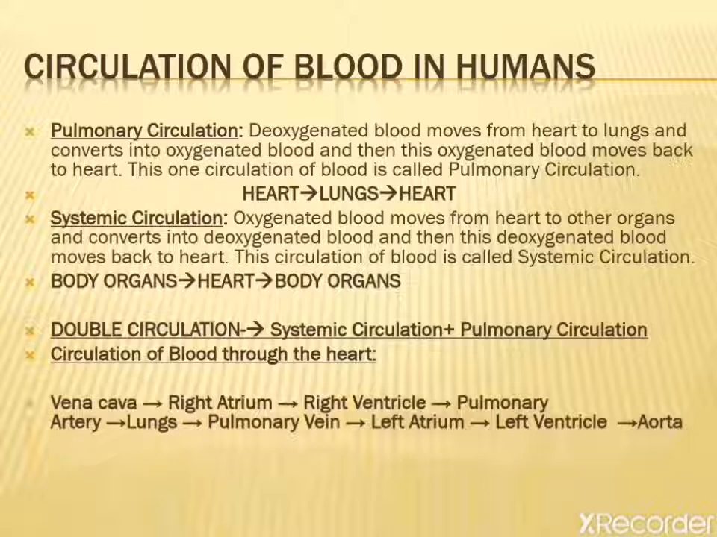In lungs it gets oxygenated, and after oxygenation it is passed to pulmonary vein, through pulmonary vein into left atrium. From left atrium it enters left ventricle, and from left ventricle it is pushed into aorta, and aorta sends back the blood to whole of the body part. This way double circulation takes place.